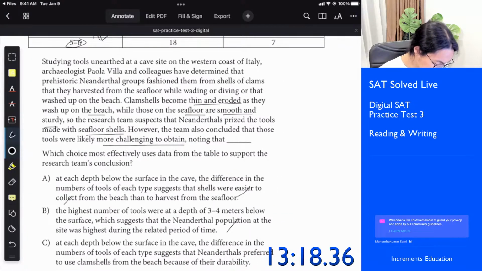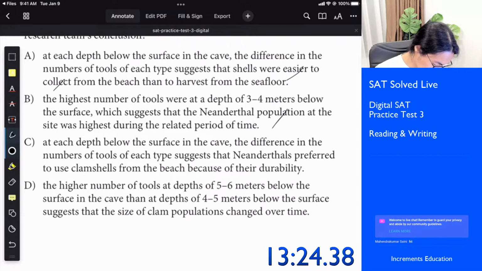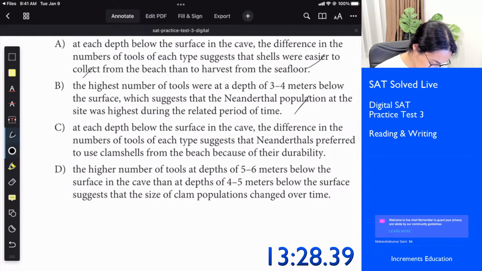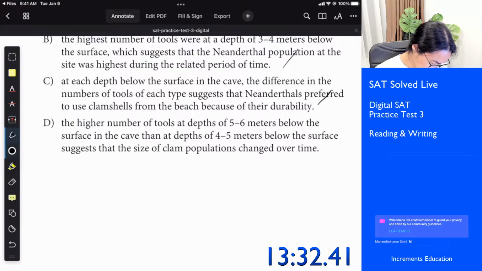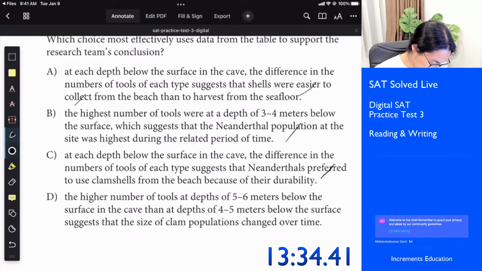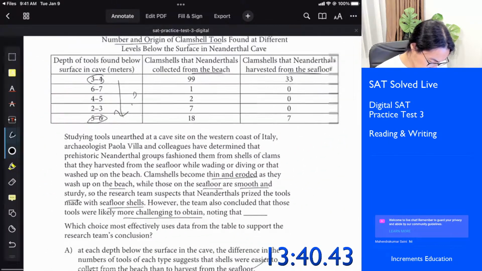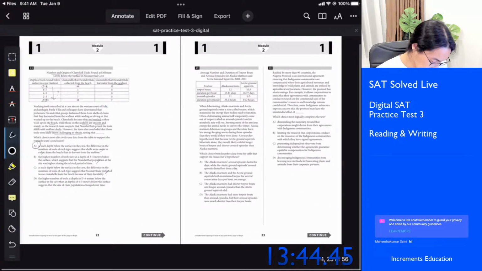Oh, more challenging for them to, oh, I see. Because there are fewer. That each step, the difference in the number of tools of each type is preferred. No, the higher number of tools below the surface suggests. Okay, no. At each step, the difference in the number of tools suggests that it's easier to collect from the beach than to harvest on the seafloor. Yeah, because they had more beach. Okay, that's correct. Easier to collect.